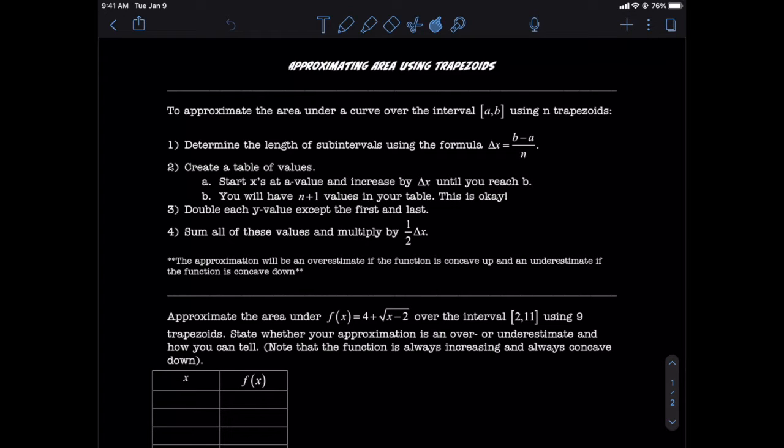Next, multiply every y value except for the first and the last one by 2. We do this because when we're approximating using trapezoids, each of our middle y values is going to be a base in 2 different trapezoids, so we have to actually count it twice. Now the last thing we have to do is take all of these y values, the first and the last and the doubled values, and we need to add them all together. And then, to get our final approximation, we're going to multiply our sum by half of delta x.